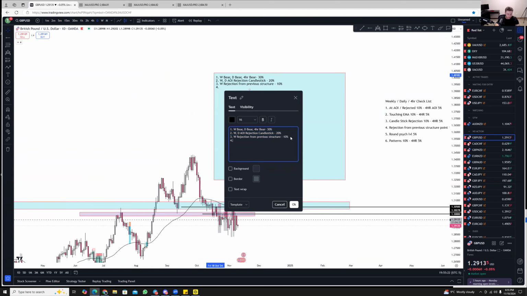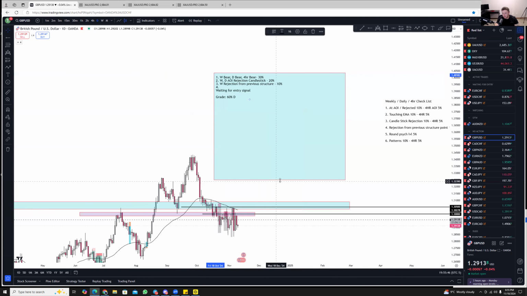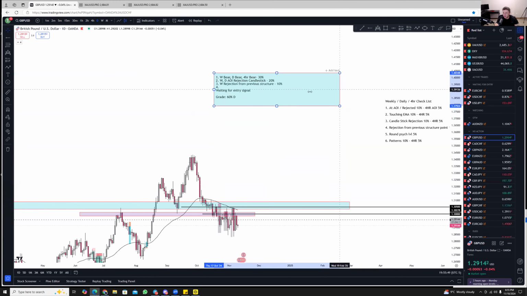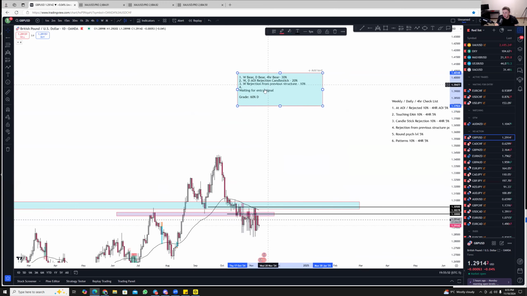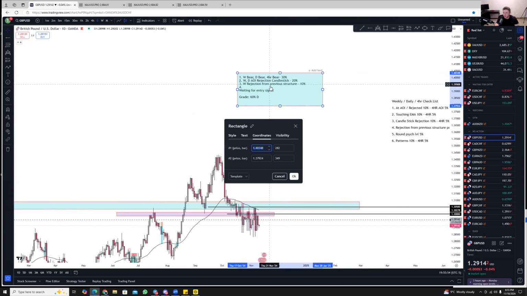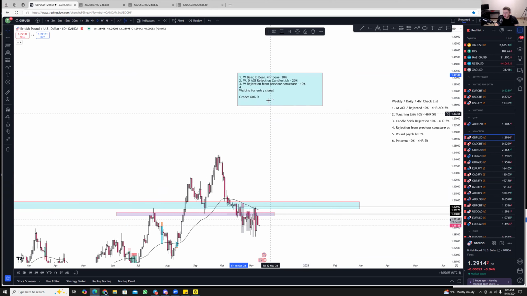So on the 4 hour, we're waiting for entry signal. This trade is graded 30, 50, 60. This is a D, 60%. This is a D trade. D trades are not good, but we're waiting for sells. Oh, I should probably put that in there. Of course, it's waiting for entry signal for sells.